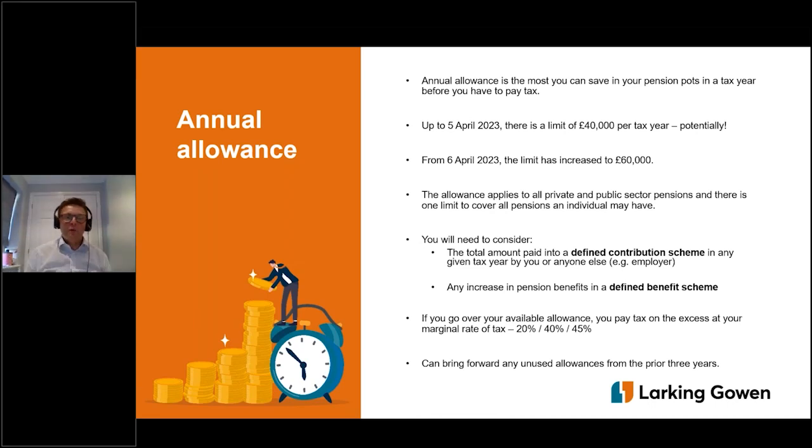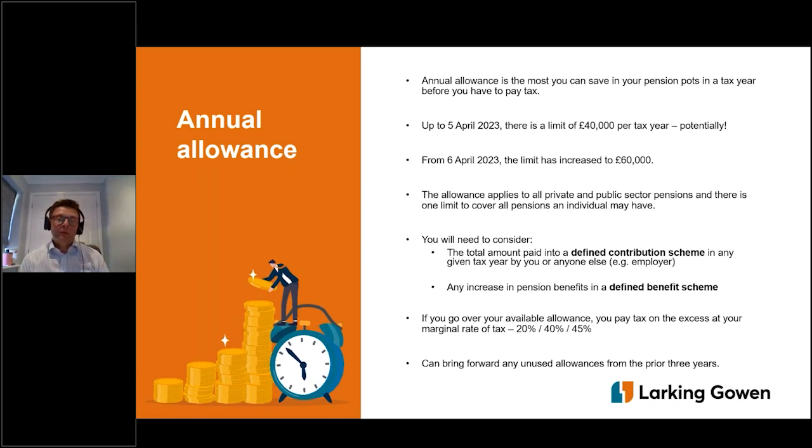So just a recap of when annual allowance needs to be assessed and when it is applied. Briefly, the annual allowance is the amount that you can save into your pension pot in a tax year before you have to pay tax. Up until 5th of April 2023, there was a limit of £40,000 per tax year, and you'll see it says there potentially. It's potentially because you may or may not be affected by something called tapering, which Lizzie will cover in a few slides' time.